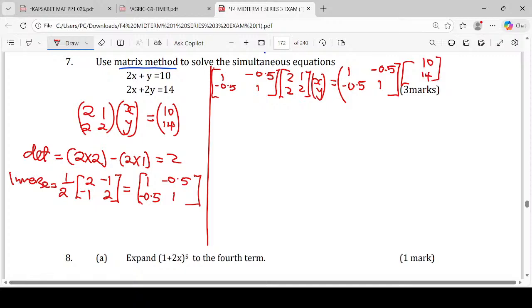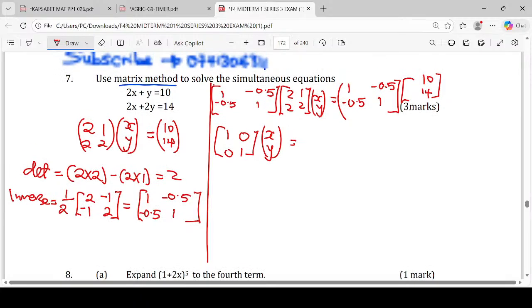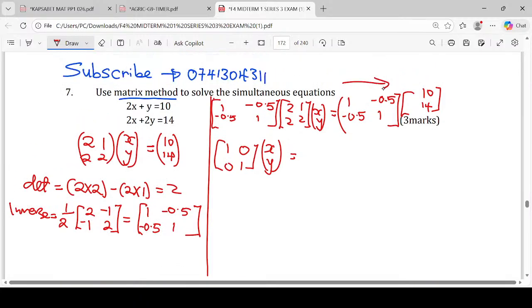So when you multiply the inverse matrix times the matrix itself, you're going to get what is called an identity matrix, that is [1, 0; 0, 1], times [x; y] being equal to, hope you remember how to multiply. It's normally row times column. So this is going to give you 1 times 10 plus negative 0.5 times 14.